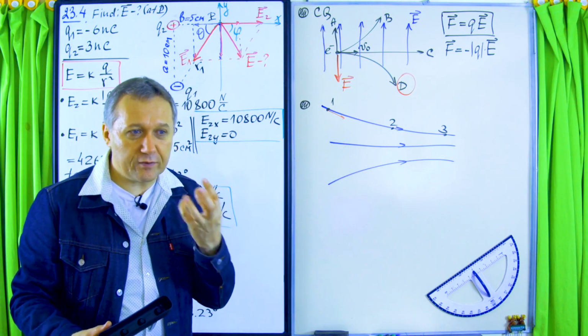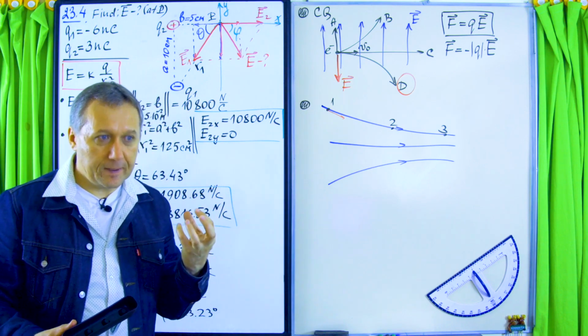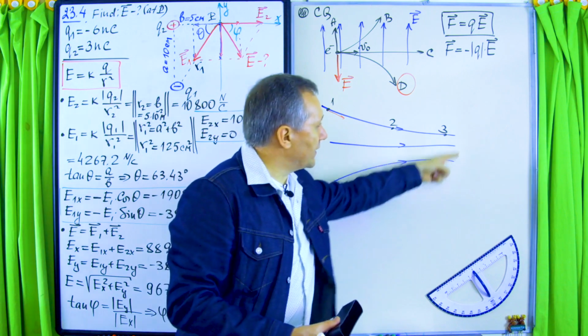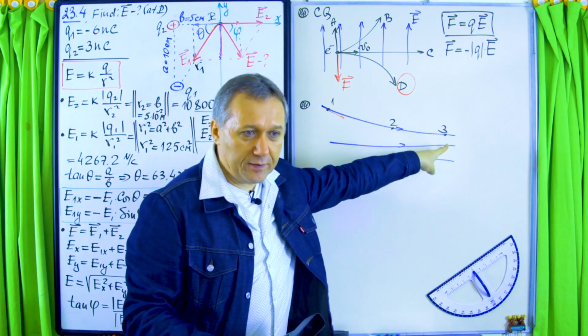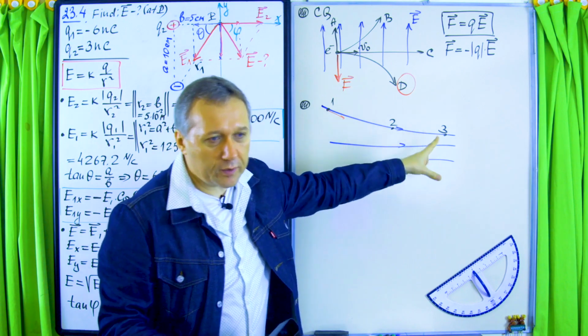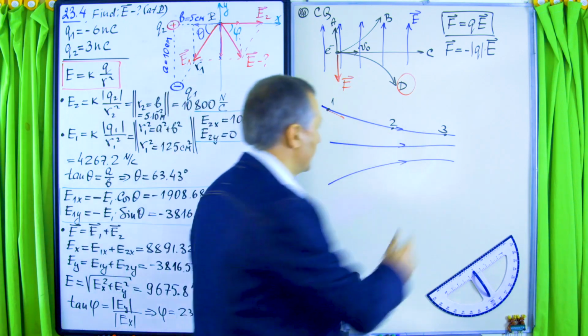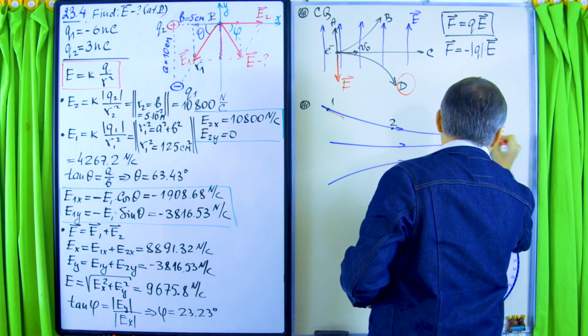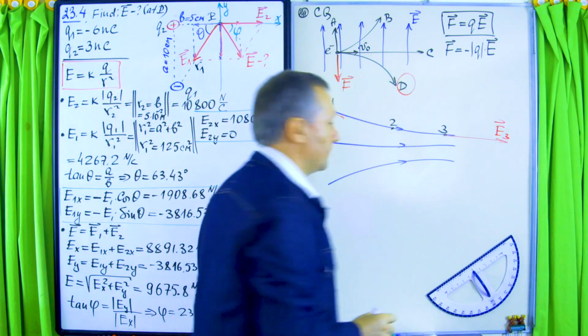You remember where is the information about the strength? In the density of lines. Here, the density of electric field lines is larger, so the electric field is stronger. So over here, I have to draw the longest vector. Of course, tangent. So let's say it's E sub 3.